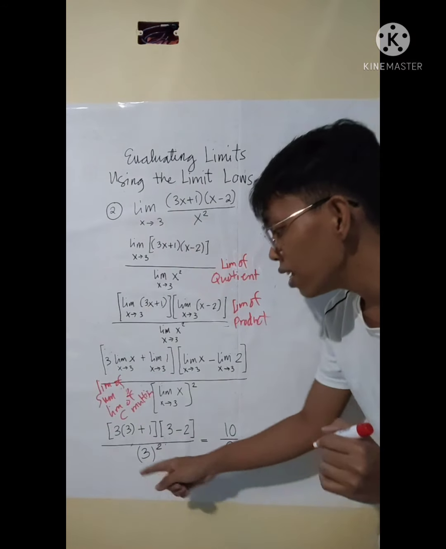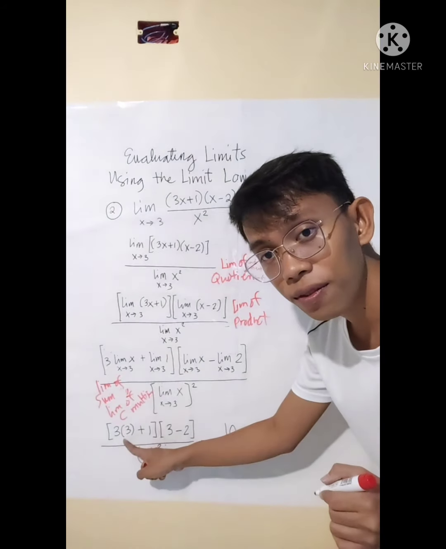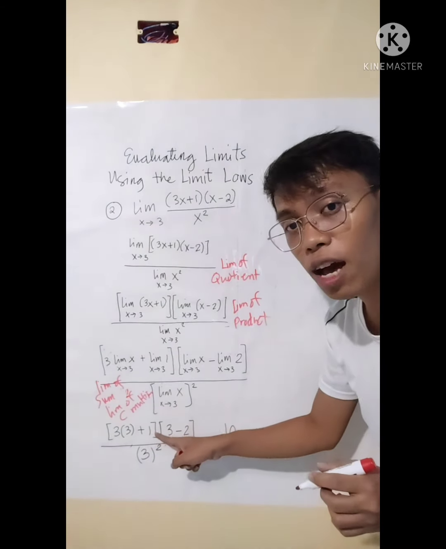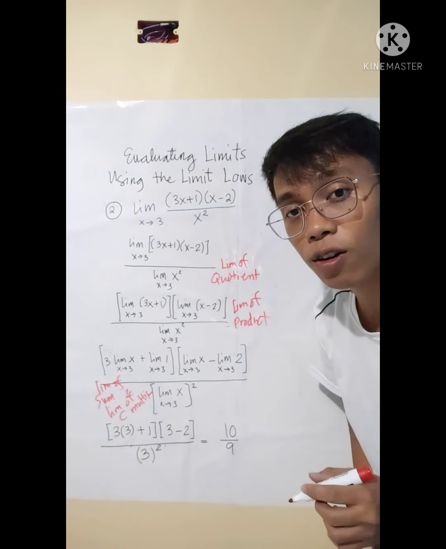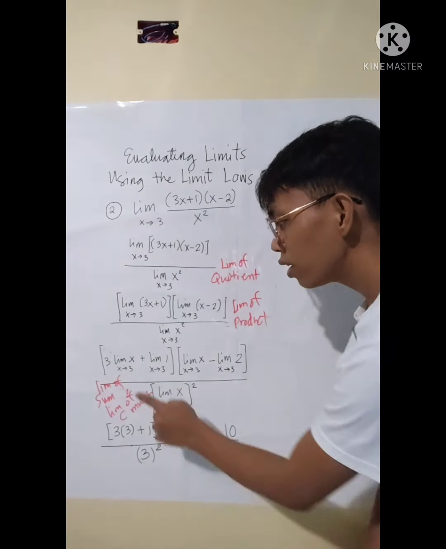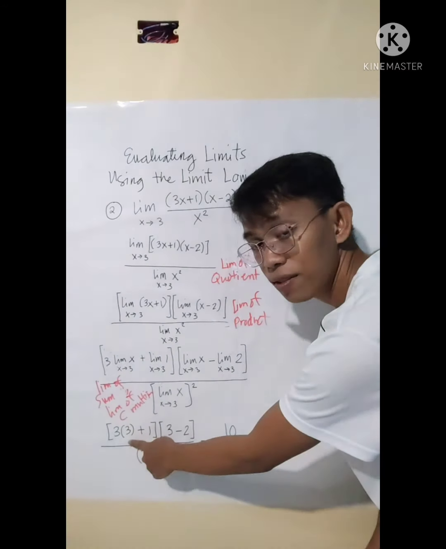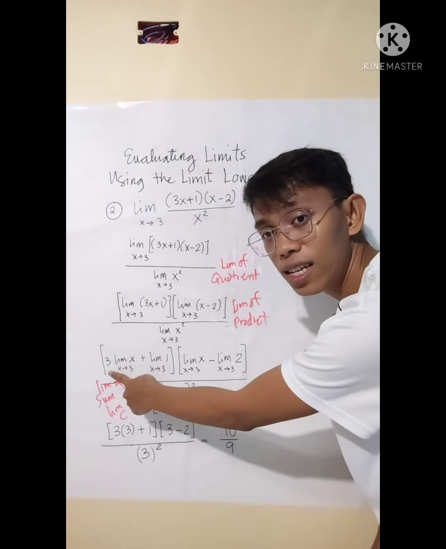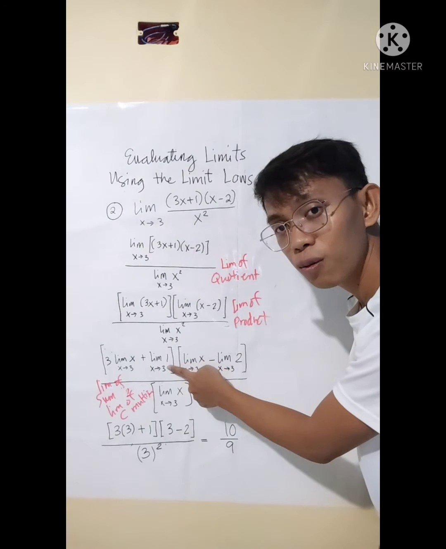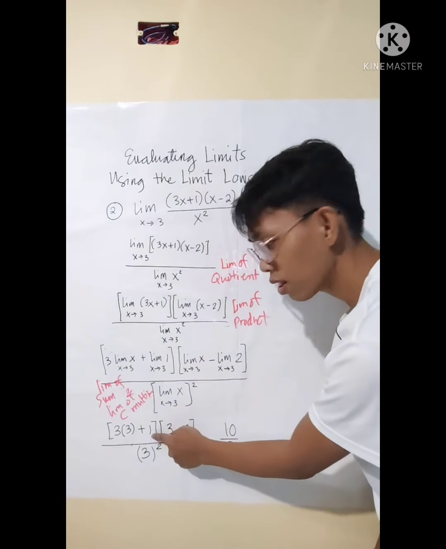And then lastly, here, in-evaluate na natin yung mga expressions gamit yung limit ng isang constant at limit ng isang identity. So here, ang limit ng x as x approaches 3 is 3. Siyempre nakamultiply si 3. While here, ang limit ng constant na 1 as x approaches 3 is 1.